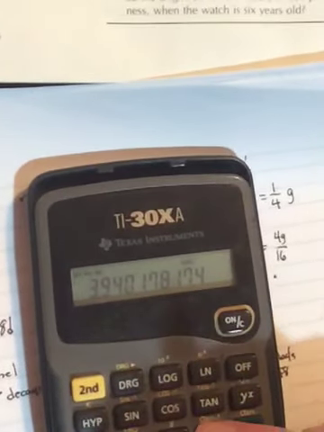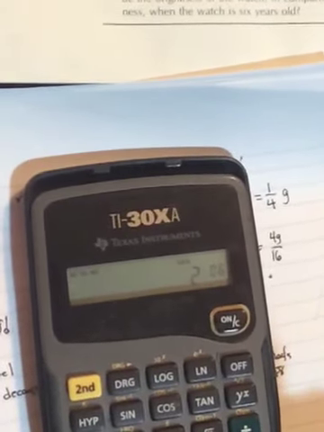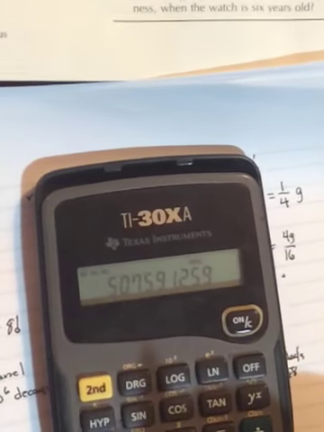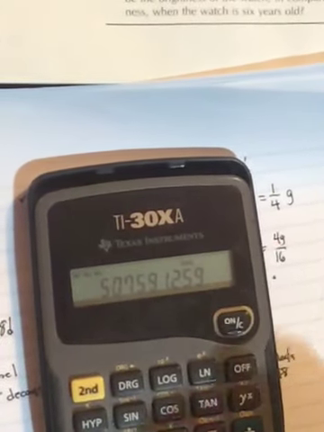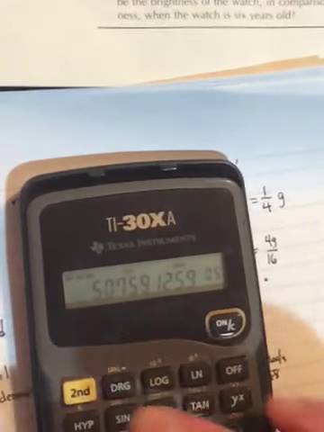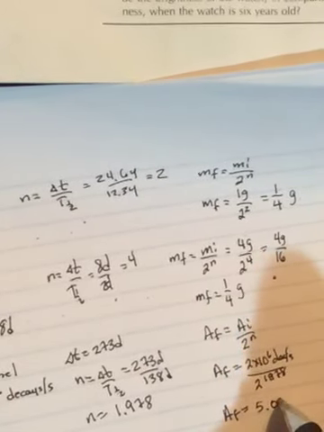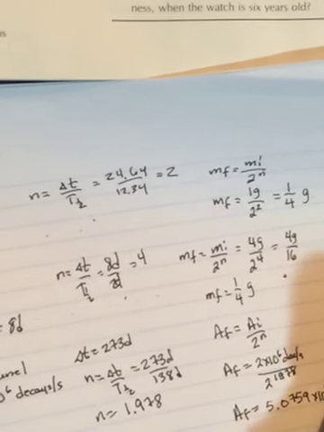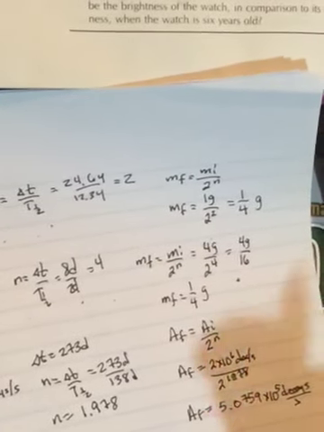So we have this, and that is what you're going to then divide 2 times 10 to the 6th by. And you should get, put that in scientific notation, second function 4. Okay, why isn't my calculator doing anything? 5.0759 times 10 to the 5th decays per second. Alright.